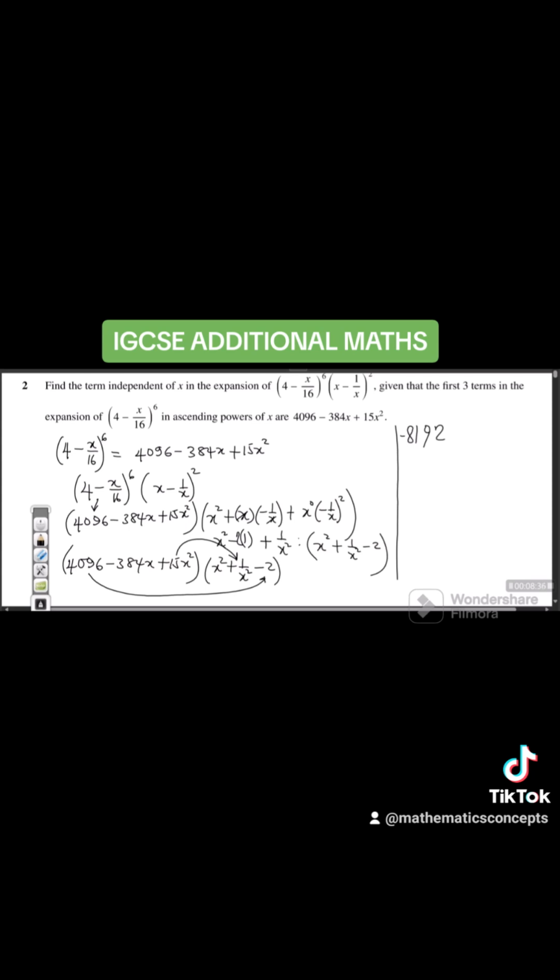And the other one that we can multiply is plus 15x squared multiplied by 1 over x squared. Why is it a constant? Because this x squared cancels this x squared. So you have minus 8192 plus 15. So what is your final answer? Minus 81, here is going to give you 7, and 8 minus 1 gives you 7. So you can now see how to solve that. So your final answer as far as this is concerned is minus 8177.